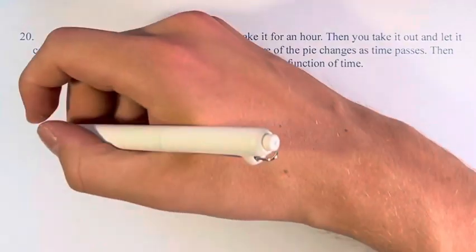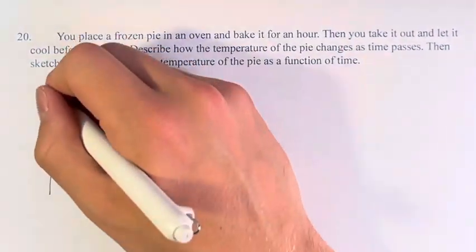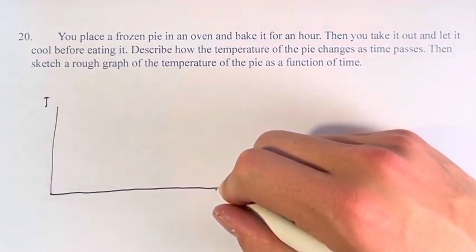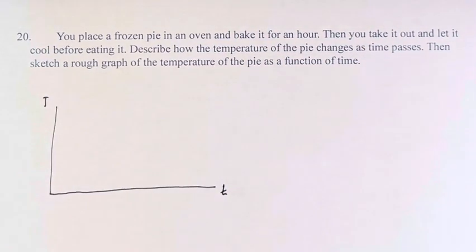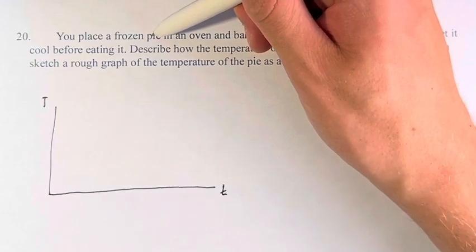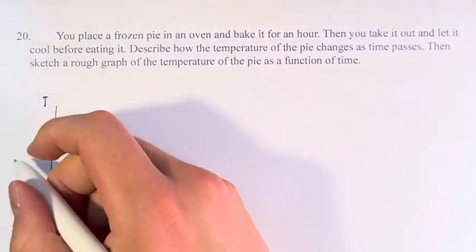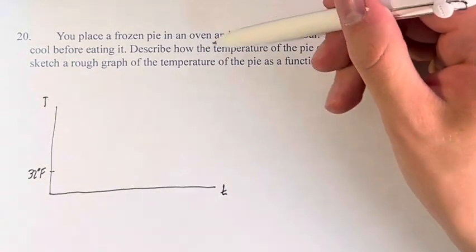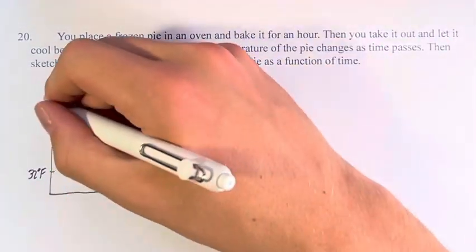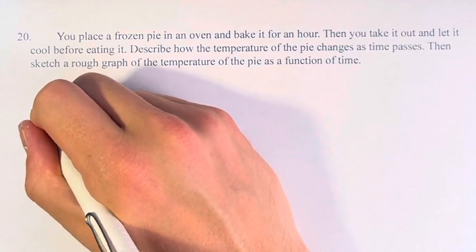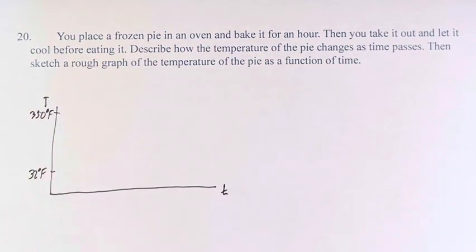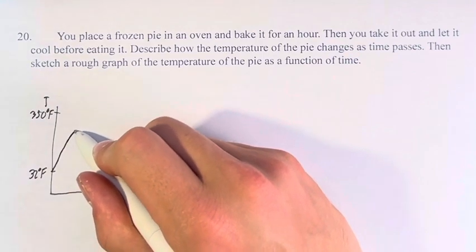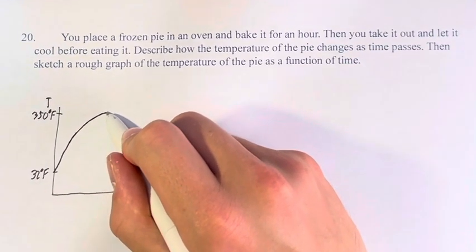So this graph is going to have the temperature, capital T, on the y-axis as a function of lowercase t, time, on the x-axis. So the pie is starting out frozen, so that's going to be at 32 degrees Fahrenheit. And we are placing it in an oven and baking it for an hour. So let's say our oven is set to 350, right? It's going to increase very, very quickly and then approach the temperature of the oven, and then it's going to bake at that temperature.